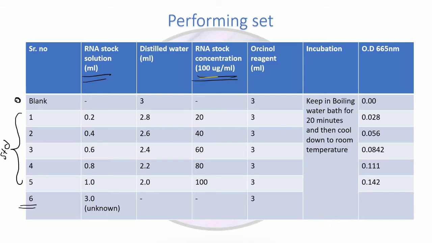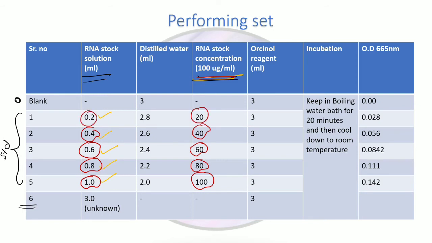per ml. This is your concentration of RNA stock. So we will be taking 0.2 ml, 0.4, 0.6, 0.8 and 1.0 ml of the standard RNA from the stock solution in the test tubes. Also, we know the concentration of the RNA stock. Therefore we can calculate: if 100 microgram is for 1 ml, that means for 1 ml the concentration is 100. Similarly, for 0.8 ml it is going to be 80, for 0.6 ml it is going to be 60, for 0.4 it is going to be 40, for 0.2 it is going to be 20.